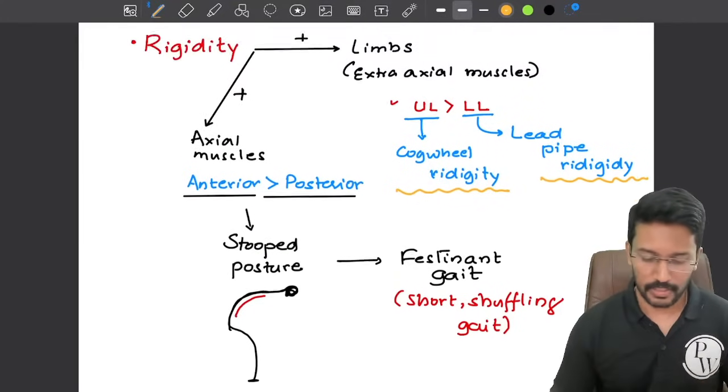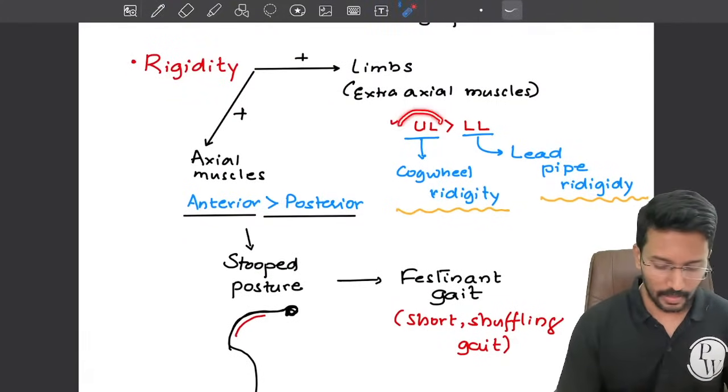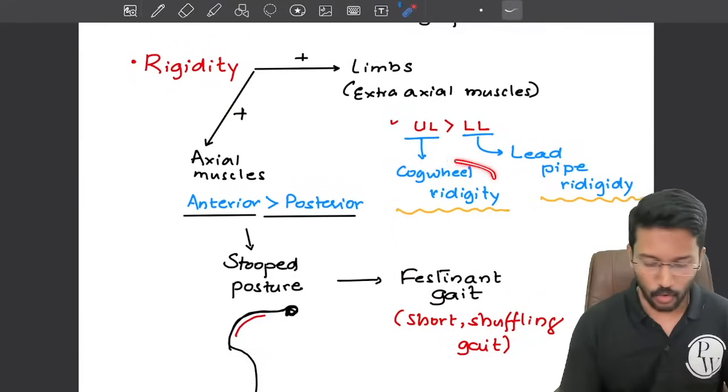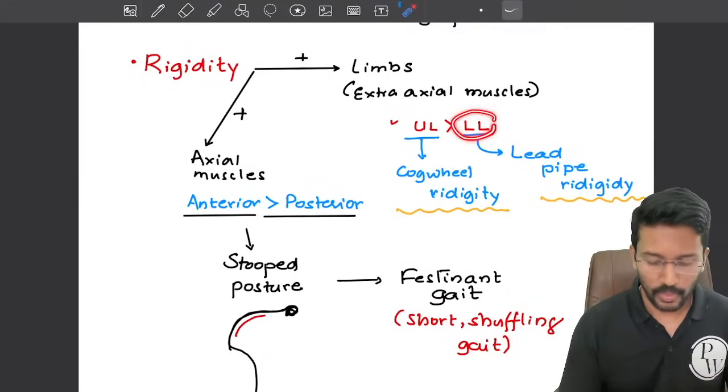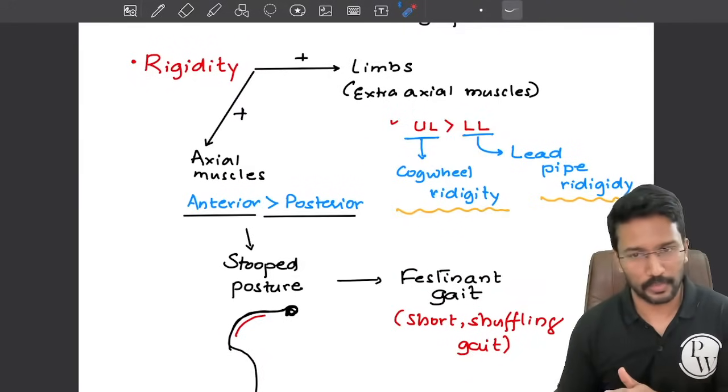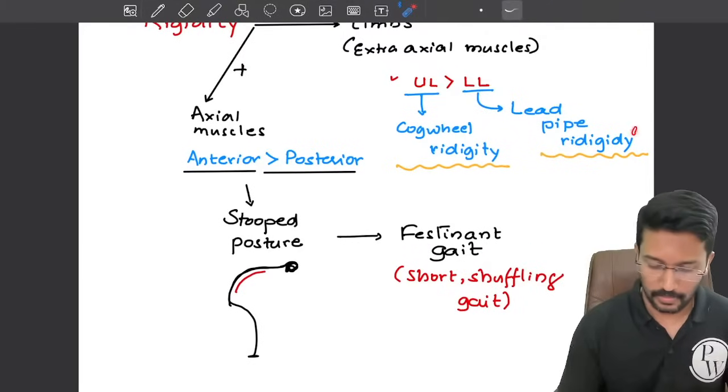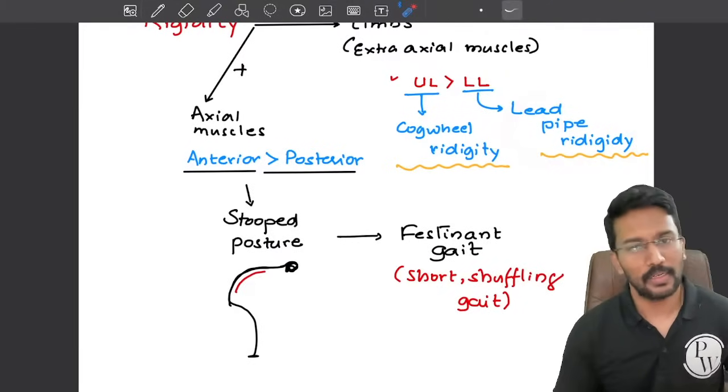Both the rigidities can be seen in Parkinson's. Typically in the upper limb, because there is tremor, we see cogwheel rigidity. In the lower limb, generally there is no tremor unless in the late course of the illness, so we see lead pipe rigidity.